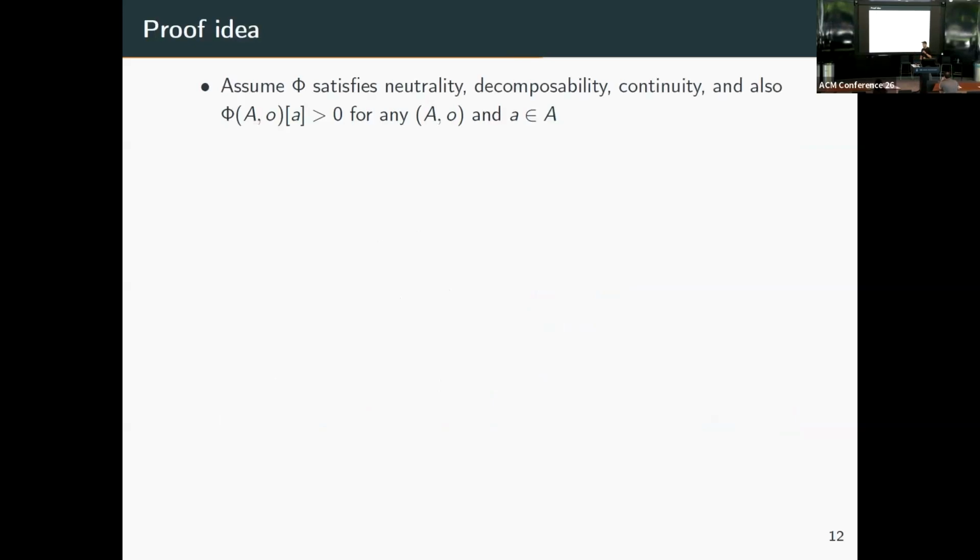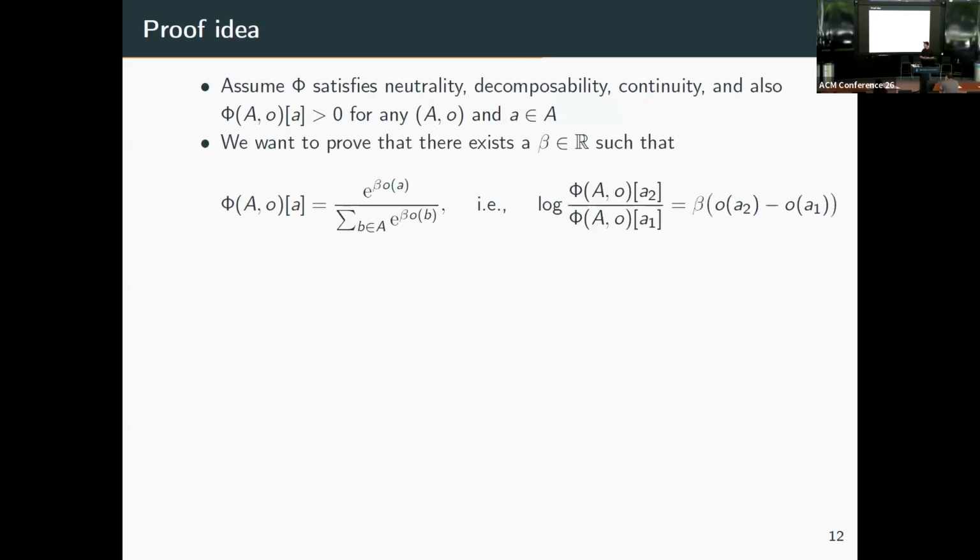Okay, so a quick sketch of the proof. Suppose we're given a rule phi that satisfies neutrality, decomposability, and continuity. And for simplicity, let's also assume that it puts positive weight on any action in any menu. What we need to show is that phi is given by this formula, but it is easier to show the equivalent identity. For any two actions, the logarithm of the ratio of probabilities must be a linear function of the difference in outcomes. And I want to show this for binary menus.